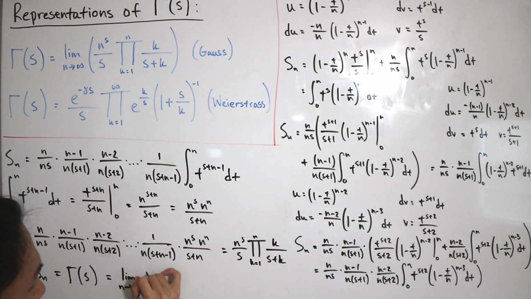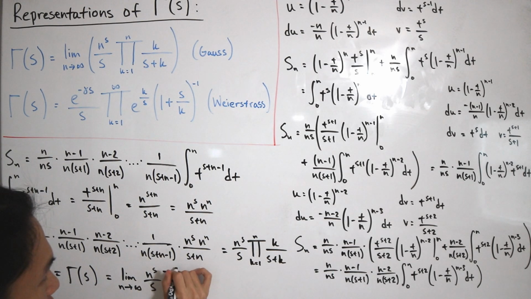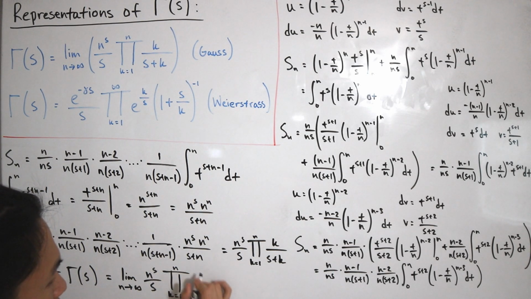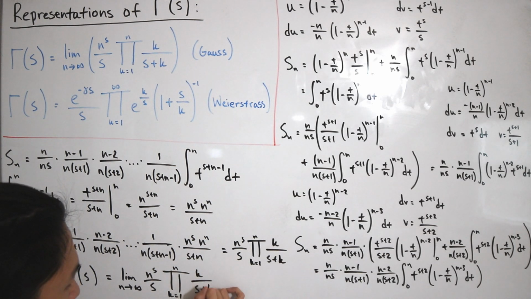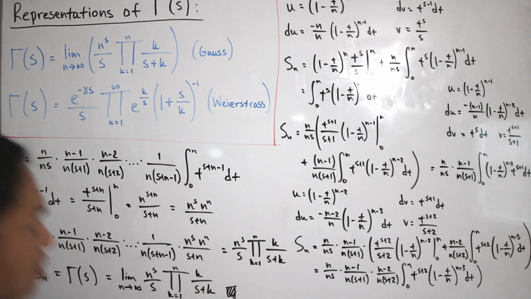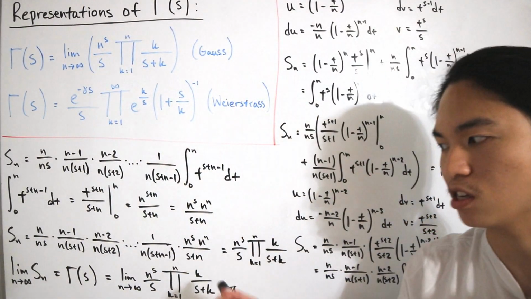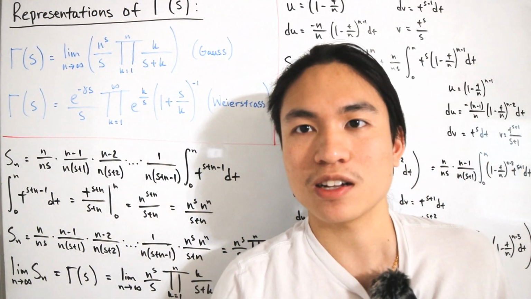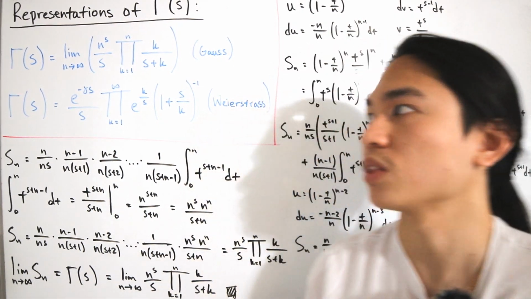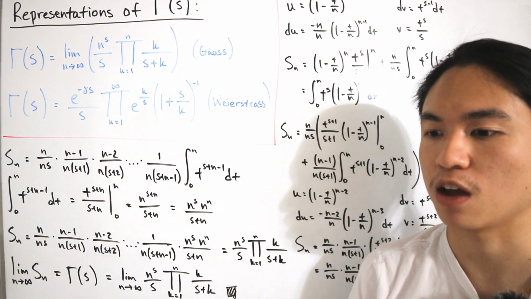So indeed, this is the limit as n approaches infinity of n to the power s divided by s, multiplied with the product series from k equals 1 to n of k divided by s plus k, which completes the proof for Gauss's representation of the gamma function itself. So with that, that's all great. Let's move on to Weierstrass's definition of gamma.